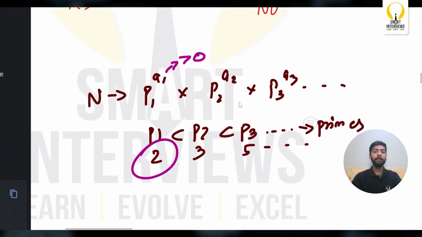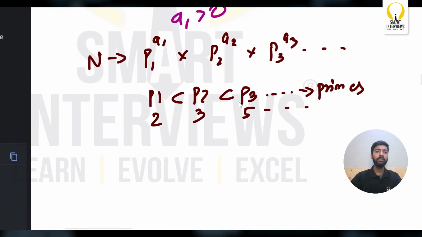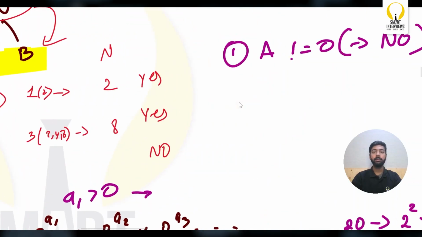Now similarly, if my A1 is 0, do I have any even divisors? No, that means A1 should be greater than 0. First thing. And second observation, let's write.